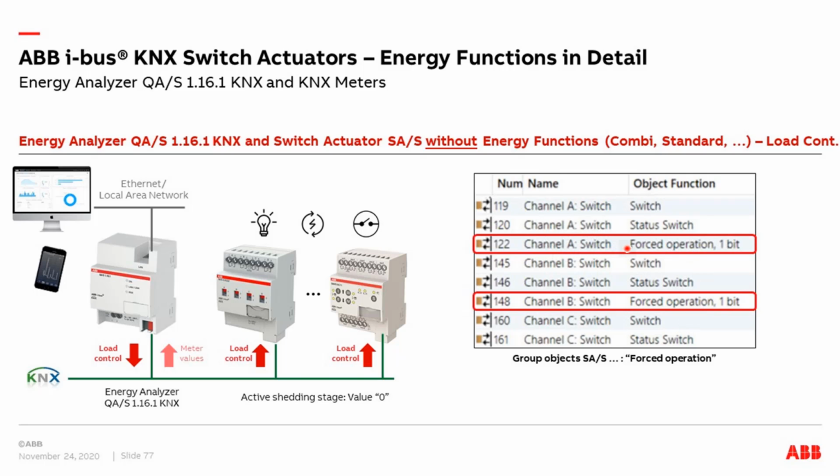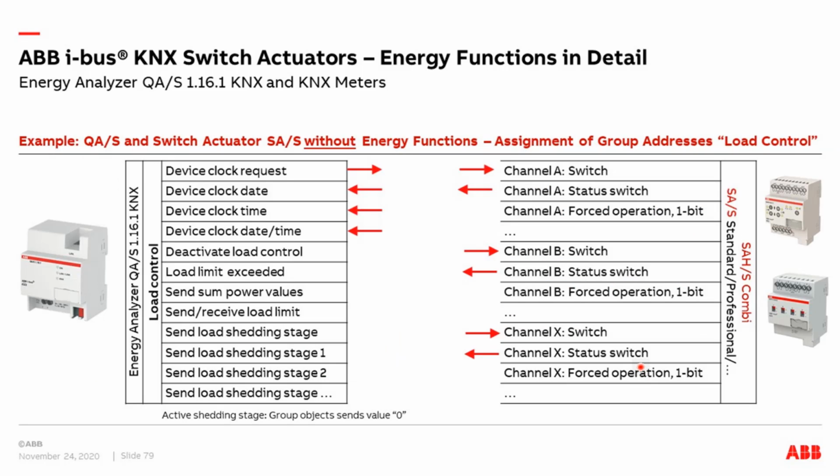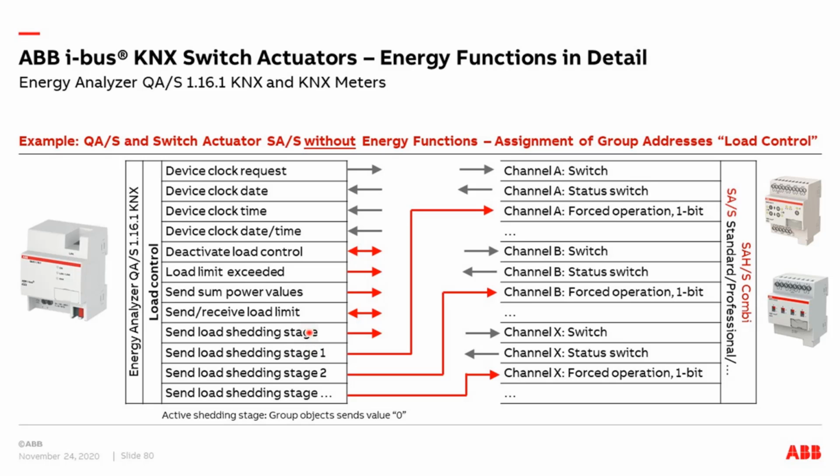Good, the object, remember we have per channel our forced operation, like here channel A or channel B. So how to link the group objects, it's not really difficult. We cannot use our 1-byte object, we have to use the 1-bit. So we can link, for example, the shedding stage number 1 here to the forced operation of channel A, shedding stage 2, for example, to my channel B. And the other shedding stages are the same, here to channel number C, every time to the object forced operation, because force has the higher priority than switching. So this is what we can do with the 1-bit shedding stage objects.